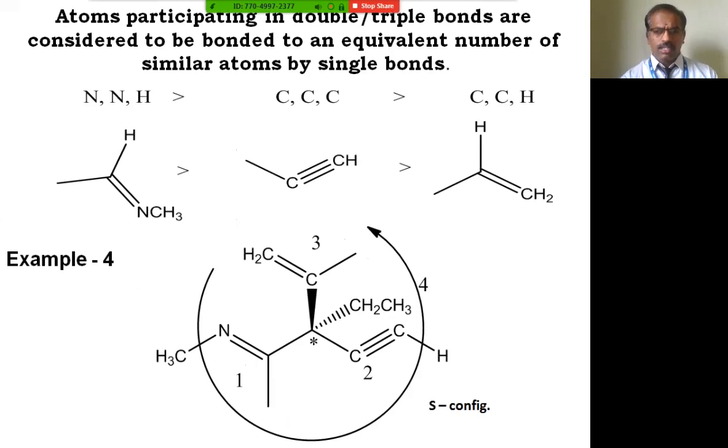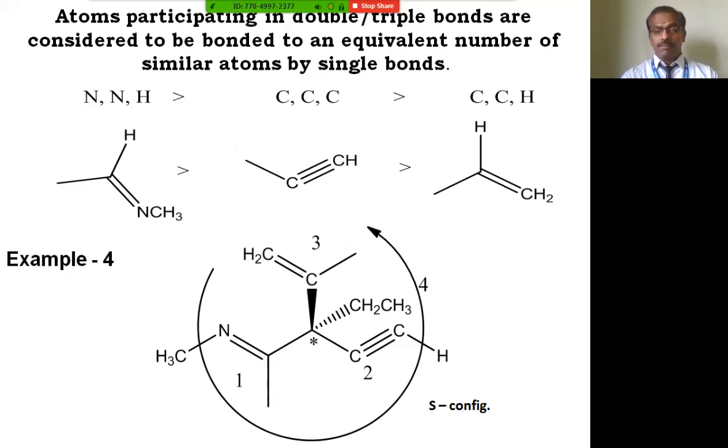Example number 4. I want to represent that very simple example of double and triple bonds with carbon and nitrogen. As I told in the first slide itself, if it is a C triple bond to C, that means three C's are there: C, C, C. Similarly, CH2, CH means 2 C's and 1 hydrogen. Up here, double bond N means 2 nitrogens and 1 hydrogen. According to atomic number, who takes the number 1? NNH takes number 1, followed by CC, then followed by CCH.